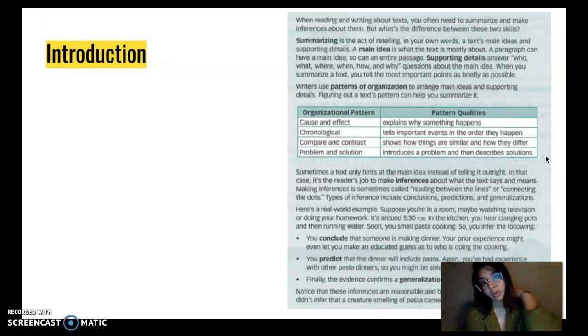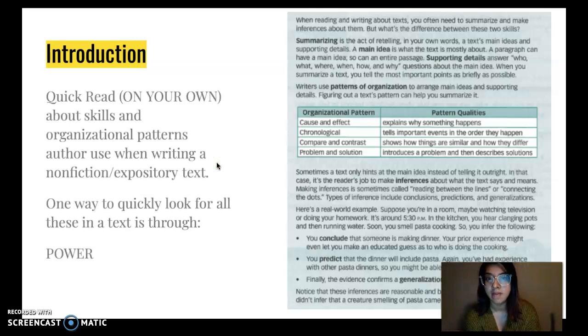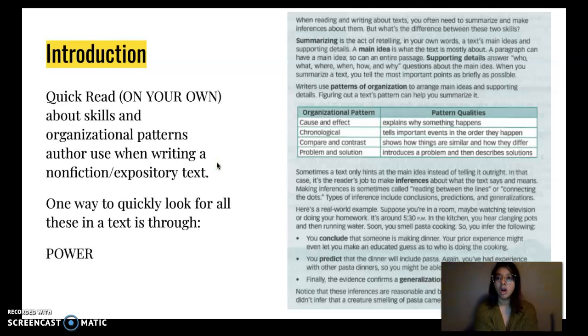Since this is a video, there will be moments where I ask you to pause and read through information, or I ask you to try something on your own and then check whatever you got with what I have. So for this first slide, I have a quick read on your own. It's about the skills and organizational patterns authors use when writing a nonfiction, aka expository text. So go ahead and pause right now, and when you're ready, hit play.